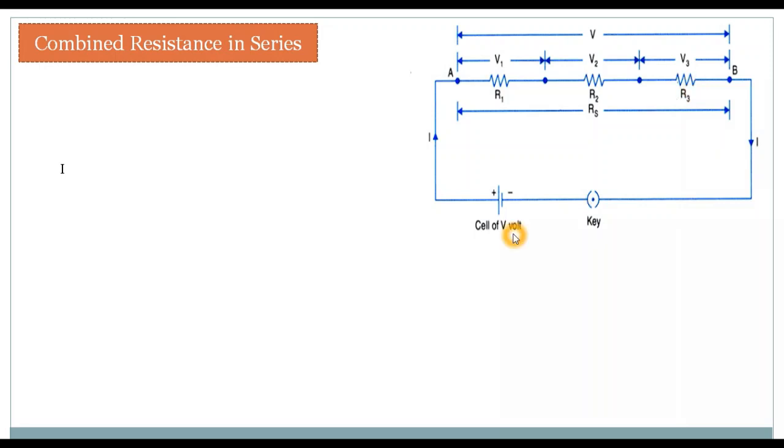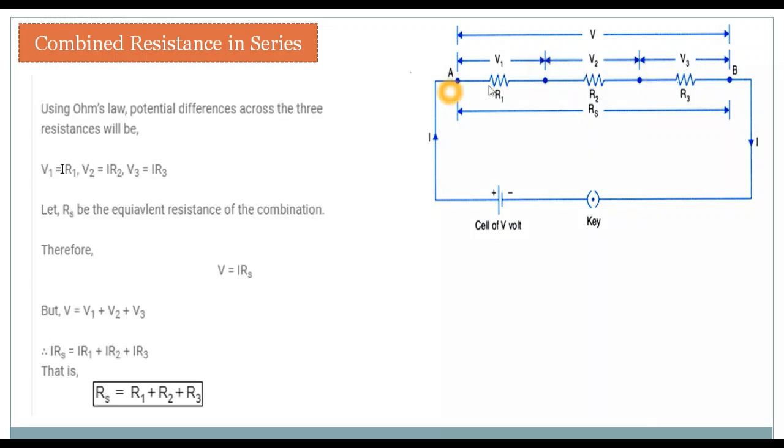But the battery has applied a potential of V. So that means the total potential difference across these three resistances will be V. That means V1 plus V2 plus V3 is equivalent to V, because this is the total potential difference that is applied by the battery, or you can say here, cell.